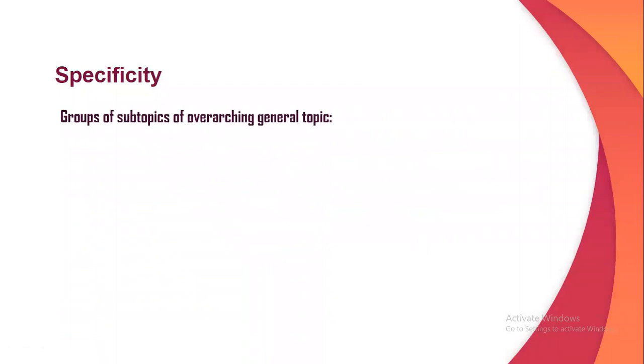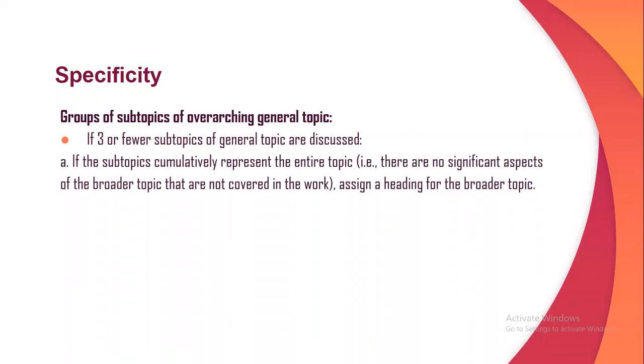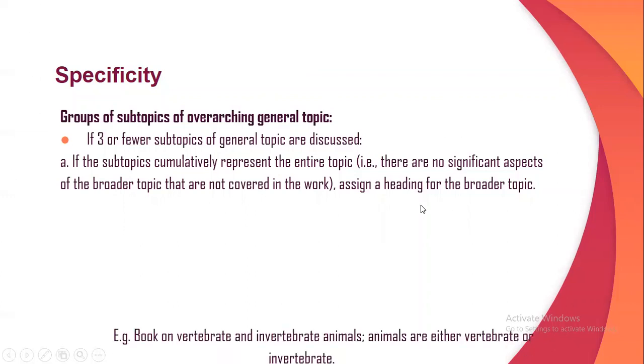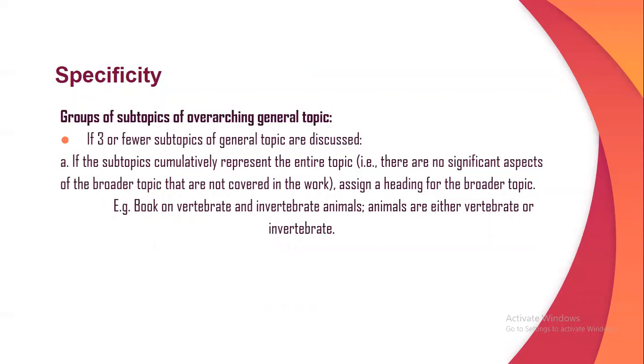Groups of subtopics of an overarching general topic. If 3 or fewer subtopics of a general topic are discussed, and the subtopics cumulatively represent the entire topic, so there are no significant aspects of the broader topic that are not covered in the work, assign a heading for the broader topic. Example, a book on vertebrate and invertebrate animals. Animals are either vertebrate or invertebrate. So you assign the subject animals, not vertebrates, not invertebrates.